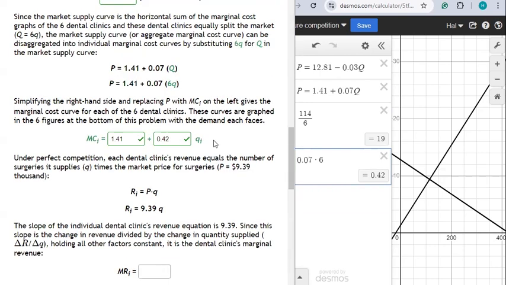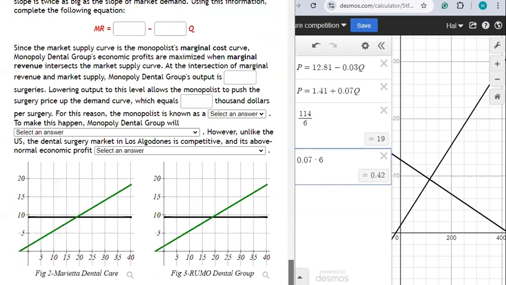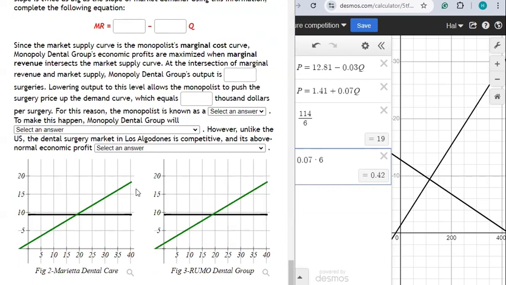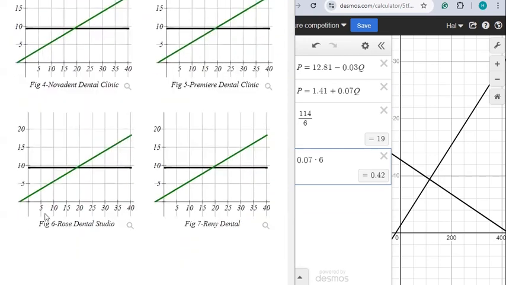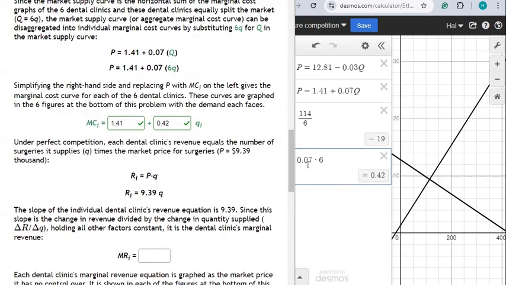If I graph this equation, I get this green line in figure 2. I get this green line in figure 3, this green line in figure 4, the green line in figure 5, and the green line in figure 6 and in 7. Under perfect competition, each dental clinic's revenue equals the number of surgeries it supplies, which is little q, times the market price for surgeries, which is, in my case, $9.39 thousand.